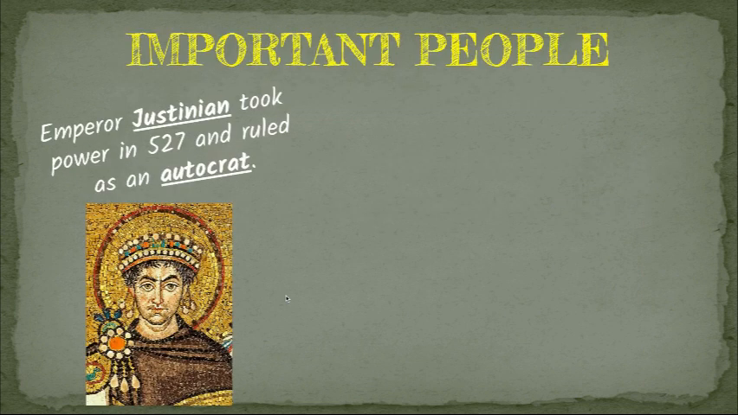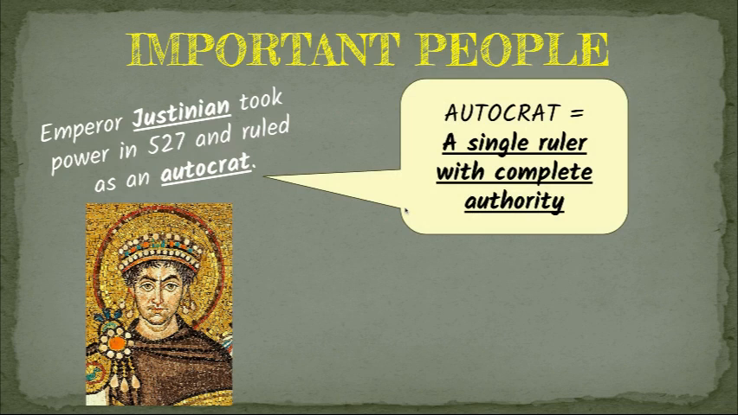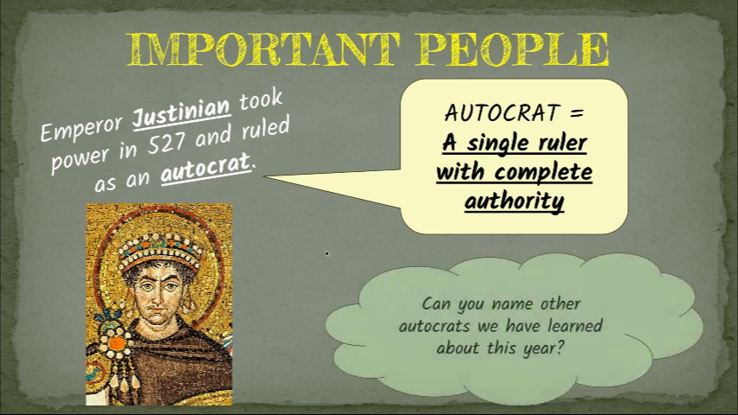Okay. So, as far as important people that you really do need to know about, the most important person that you should probably know about is Emperor Justinian. The empire came to its height under the power of Emperor Justinian. He ruled as what we call an autocrat. An autocrat is a single ruler with complete authority. So Justinian did not have anybody he answered to. And remember, this is the Orthodox Church. So he even told the priests what to do. He told the church what to do.